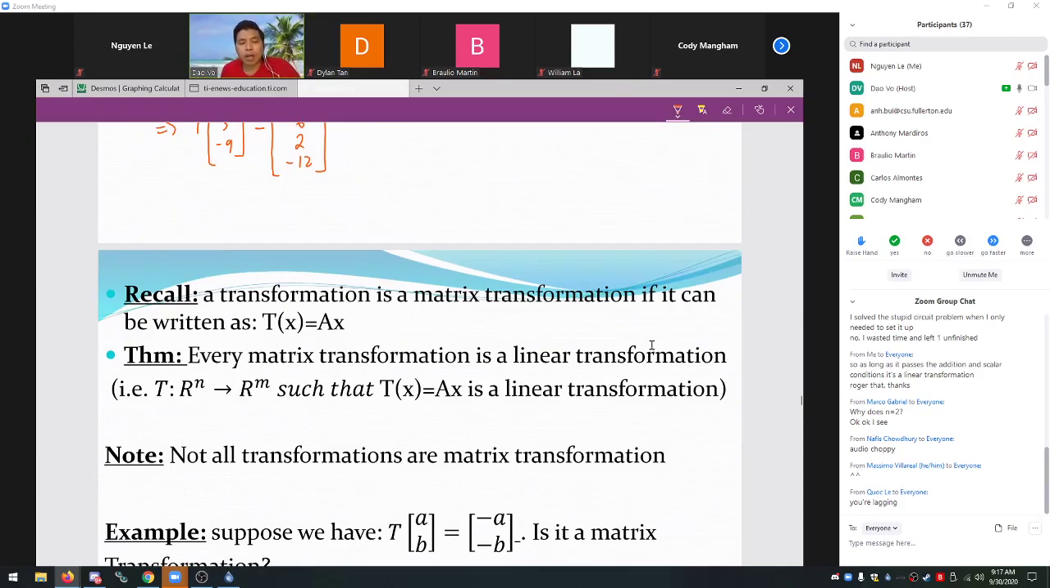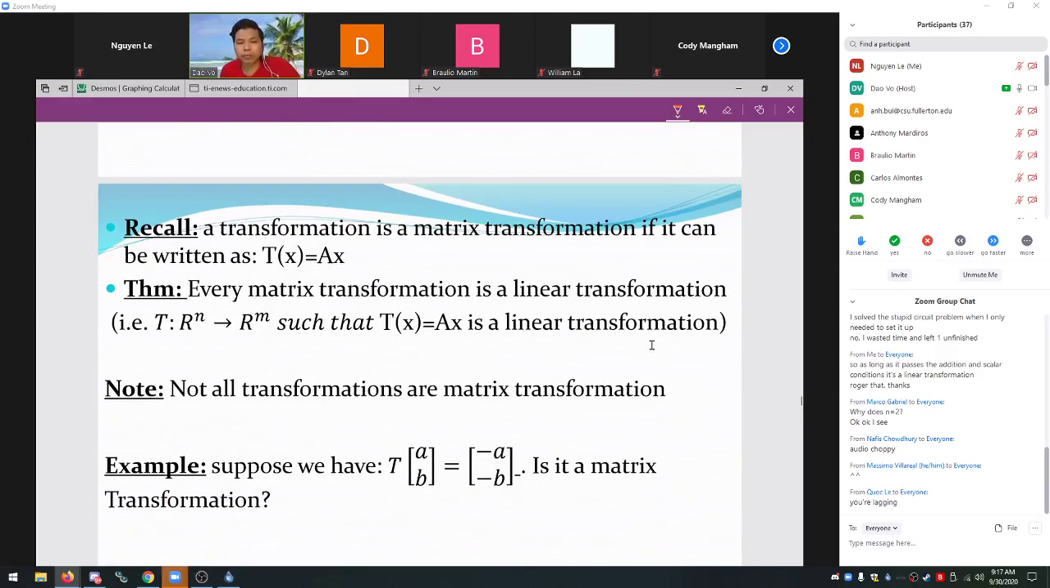So again, not all transformations are matrix transformations, so we have to be very careful with that, right? Not all transformations are matrix transformations, but every matrix transformation is a linear transformation. That's just the special connection that we have.